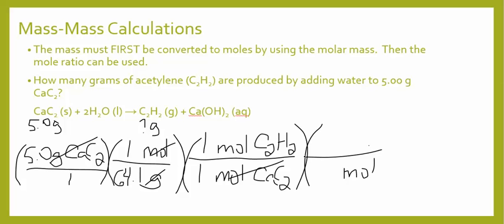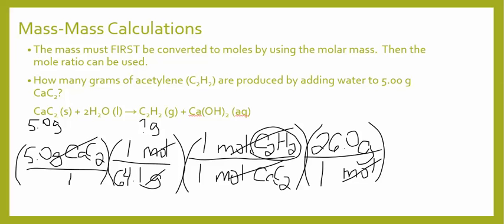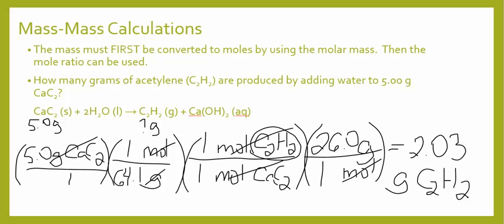I want to go to grams, so I need to add one more step here. Now I need the molar mass of C2H2. So there's 2 carbons, that's 2 times 12 is 24, plus 2 hydrogen is 26 grams per mole. That will cancel the moles and leave me with mass. So the mass of C2H2, when you do the math, 5 divided by 64.1 and then multiply by 26, 2.03 grams of the C2H2.